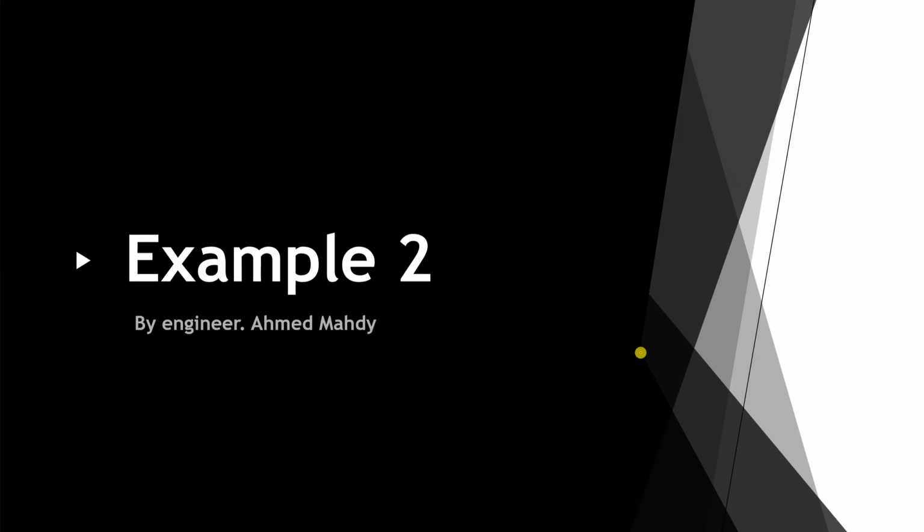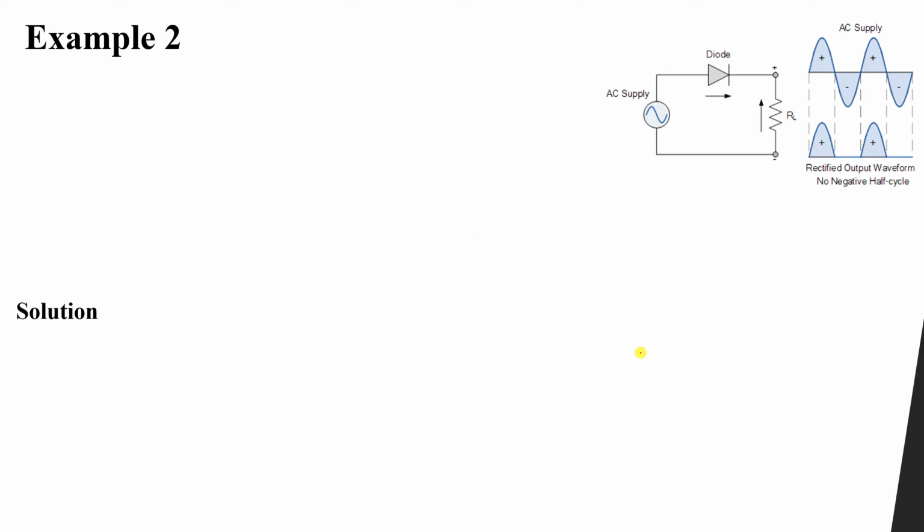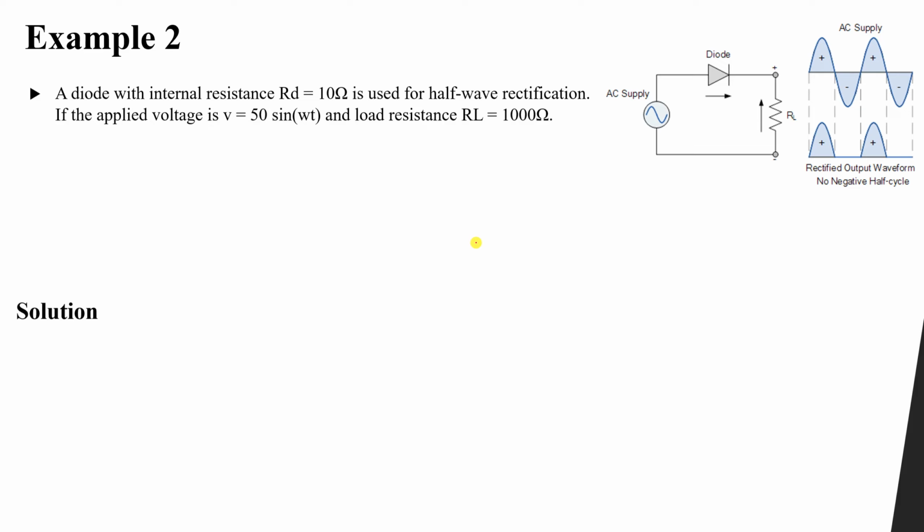Now let's take another example, example number 2, on the previous definitions. In this example, we have a diode with an internal resistance RD equal to 10 ohms. This is the internal resistance of the diode, similar to the forward resistance or on resistance when the diode is in the conduction mode. This is used for half wave rectification.